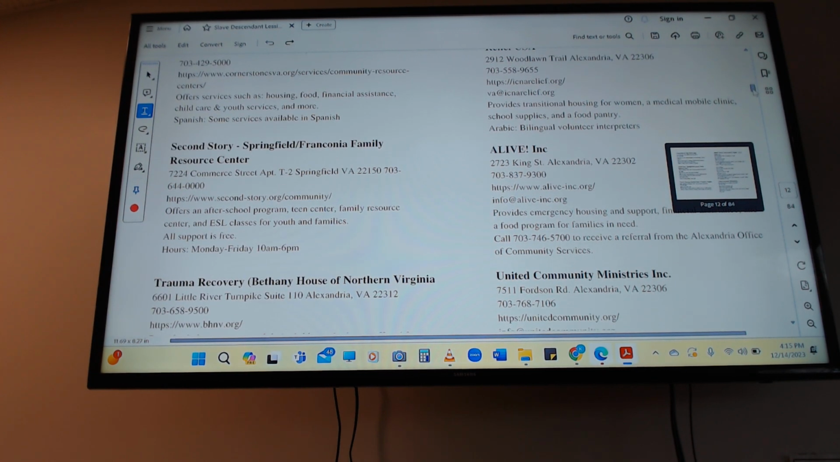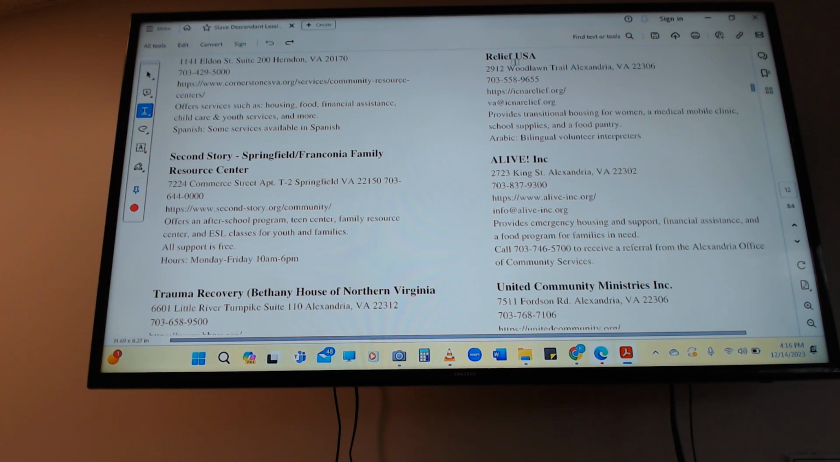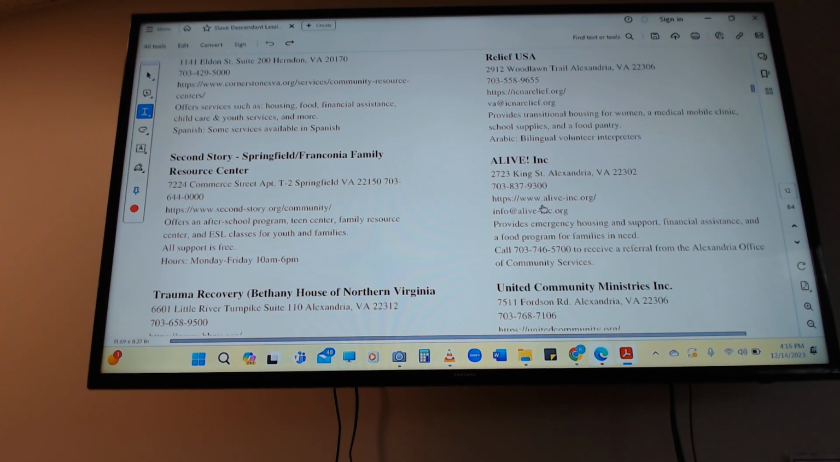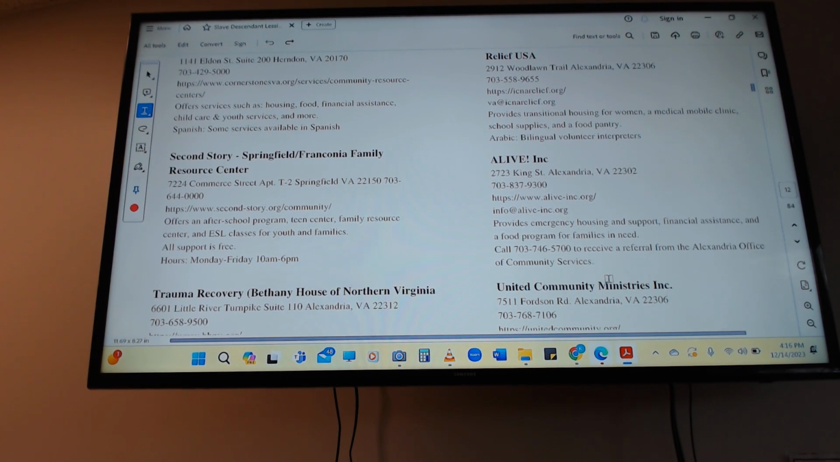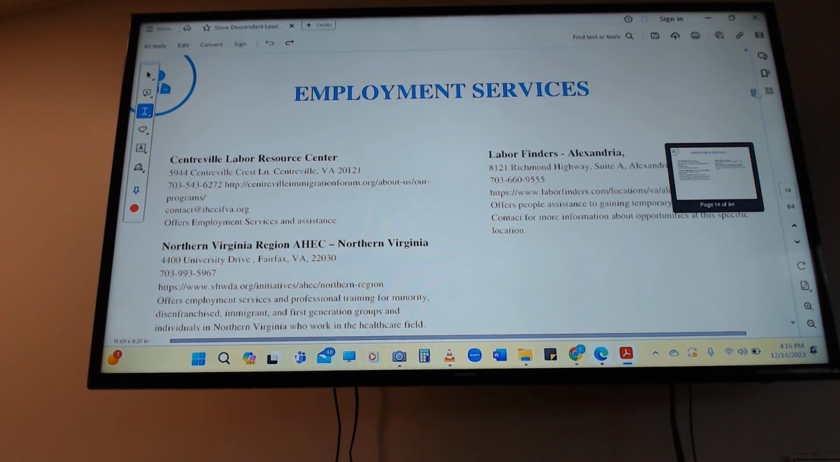There's tons of stuff. Trauma recovery. Provides medical, free school supplies, food pantry. This one place right here, Relief USA. Okay, Alive In. You know what that provides, emergency for example. A lot of these places do not specify one particular group of people. Okay, trying to go through it really quick.